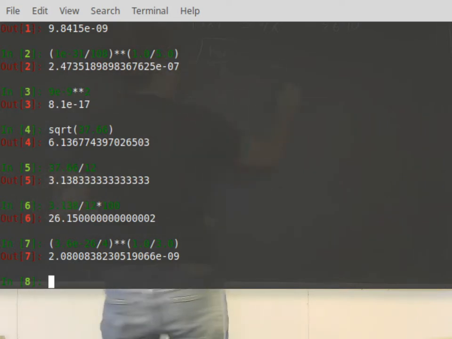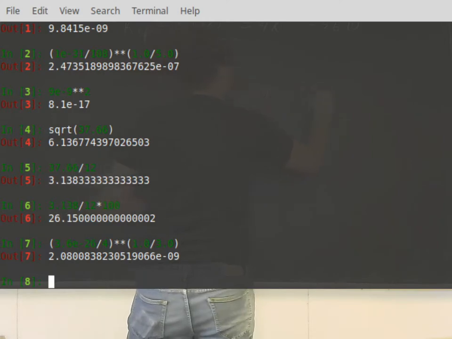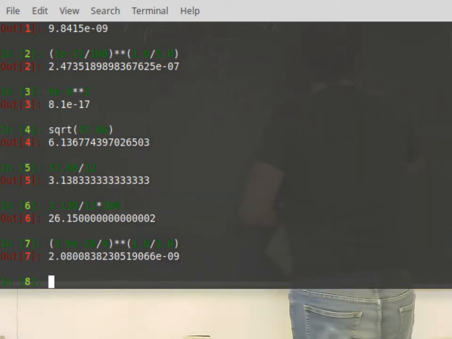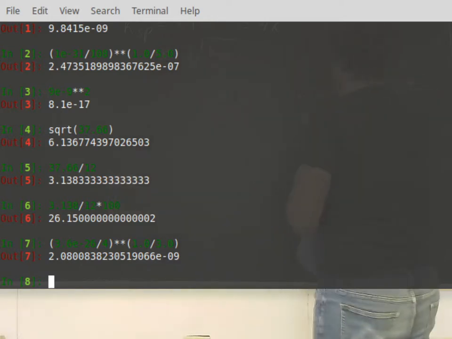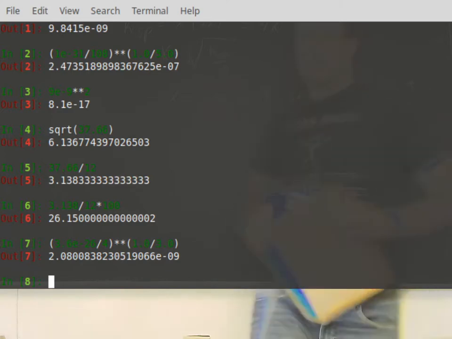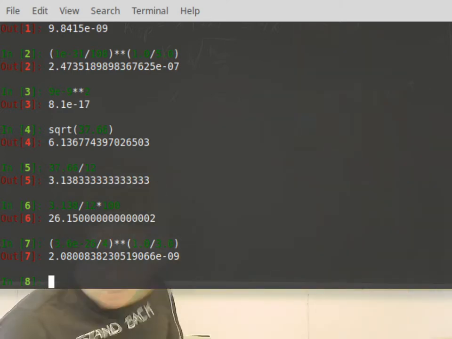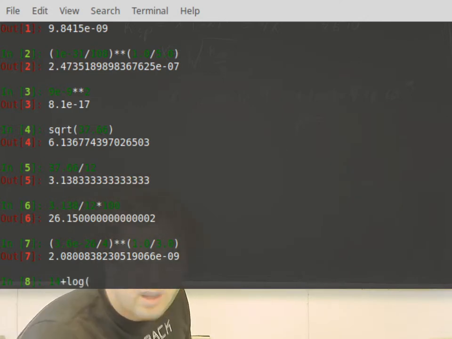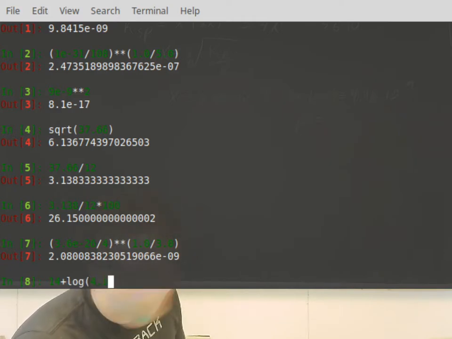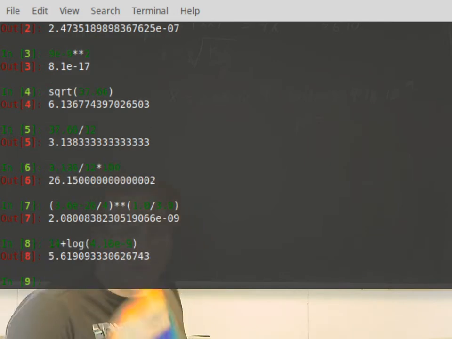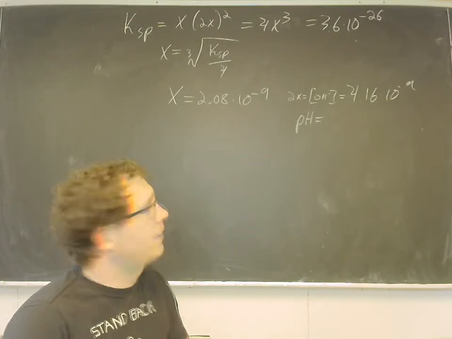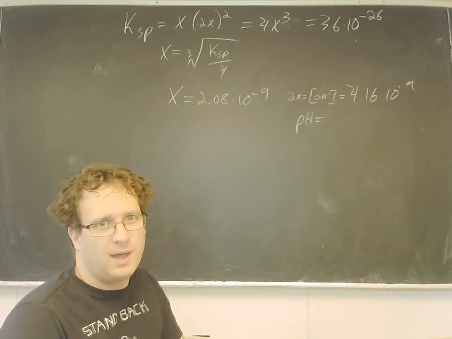And 2x is going to be our OH minus concentration. And that would equal, what, 4.16 times 10 to the negative 9th. And that would imply a pH of 14 plus the log of the OH minus, 4.16 E negative 9. That would imply a pH of 5.62 for this mercury 2 hydroxide solution. Now let's stop and think a minute.